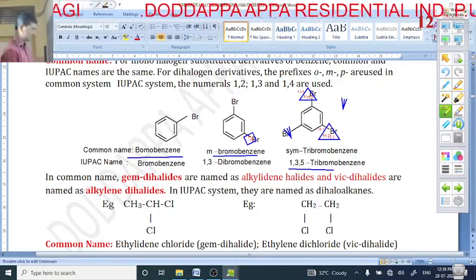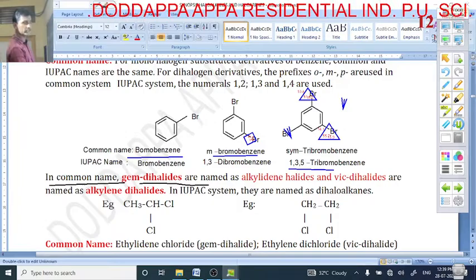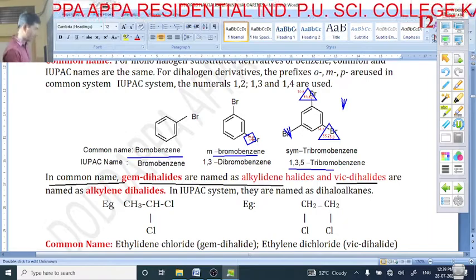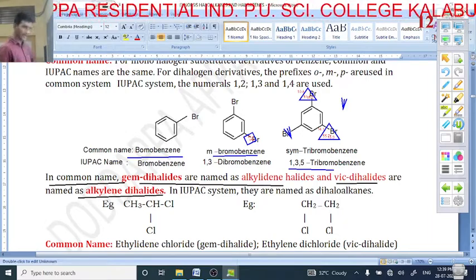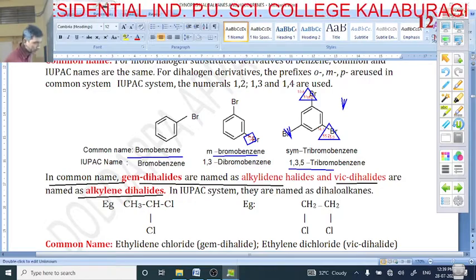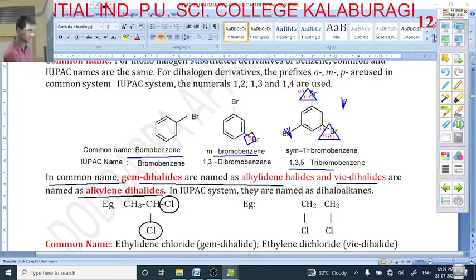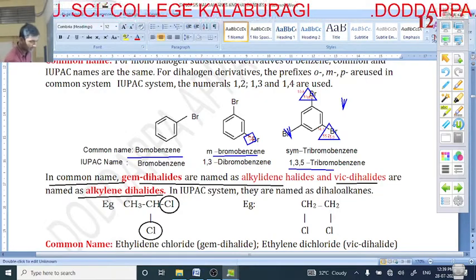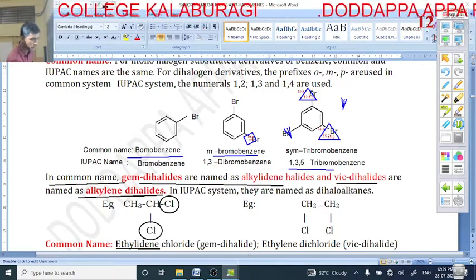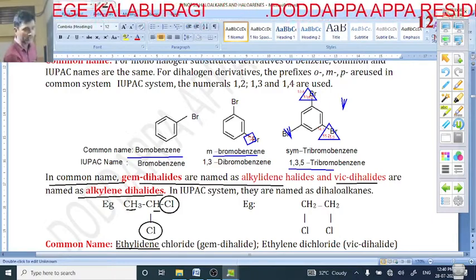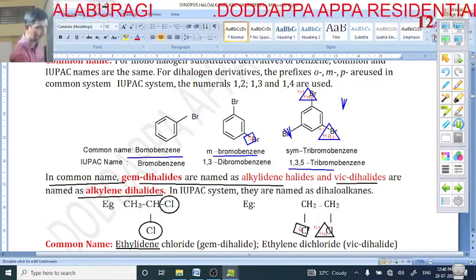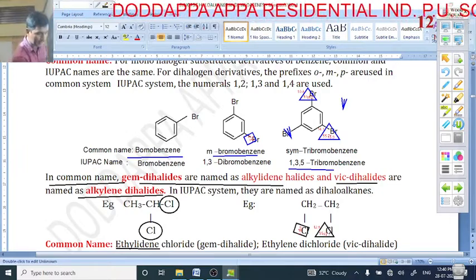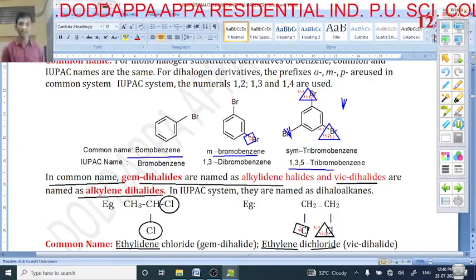In common names, the geminal dihalides are named as alkylidene halides, and vicinal dihalides are named as alkylene dihalides. For example, these two halogen atoms on the same carbon make it a geminal dihalide, and here with two carbons it is called ethylidene chloride. But here the two halogen atoms are on different carbons, so it is called alkylene dihalide, in this case ethylene dichloride.